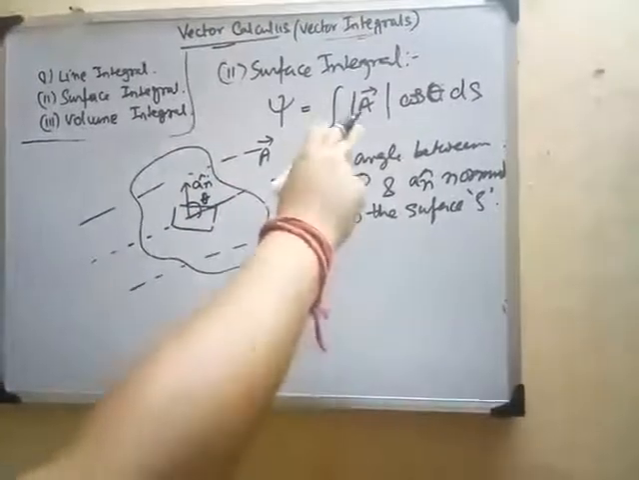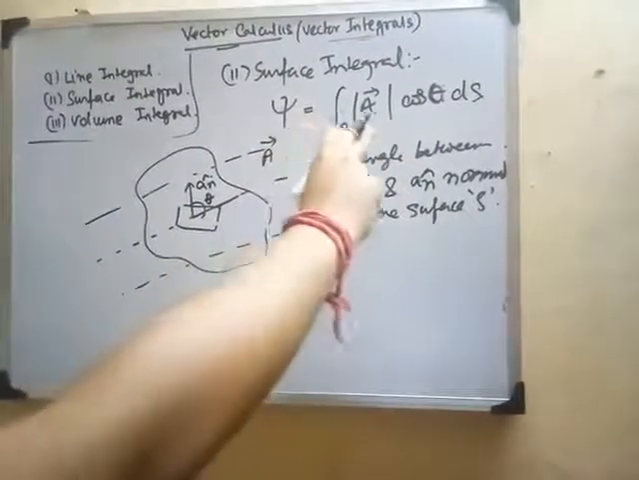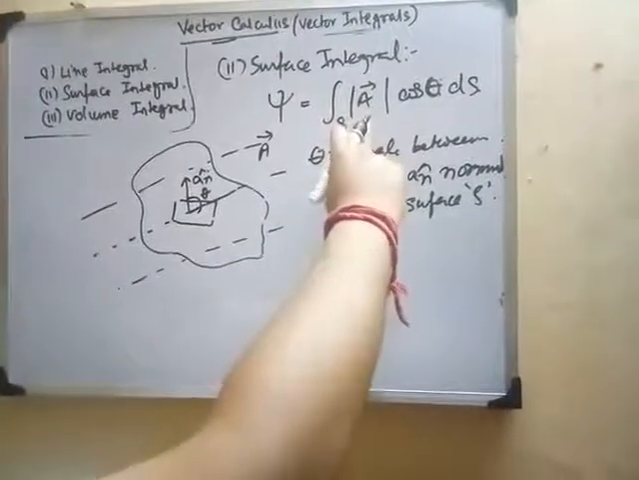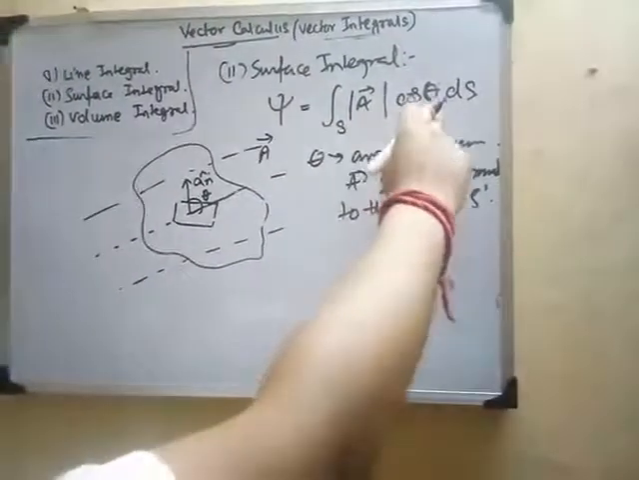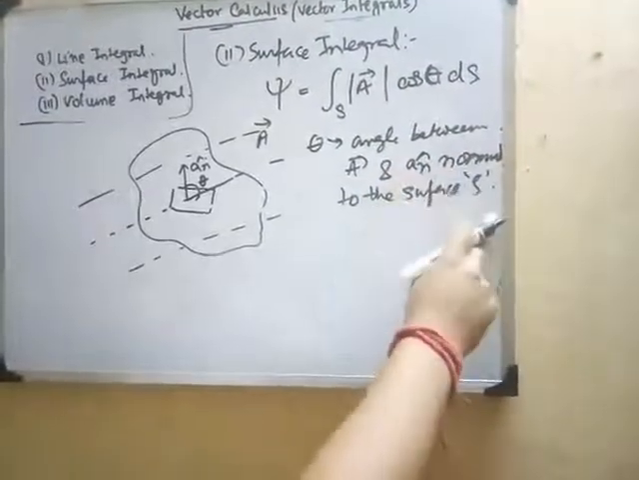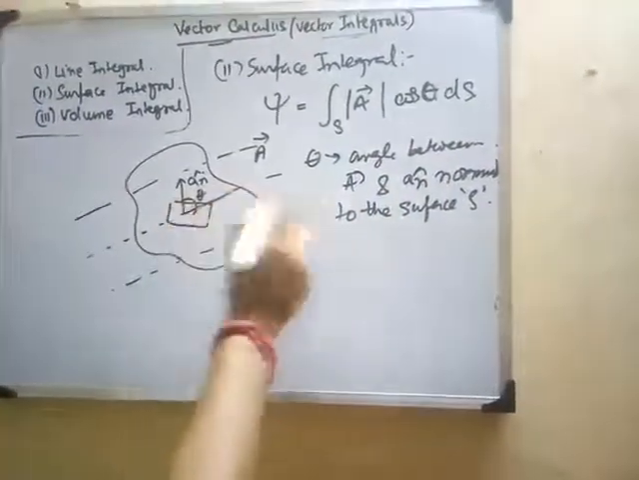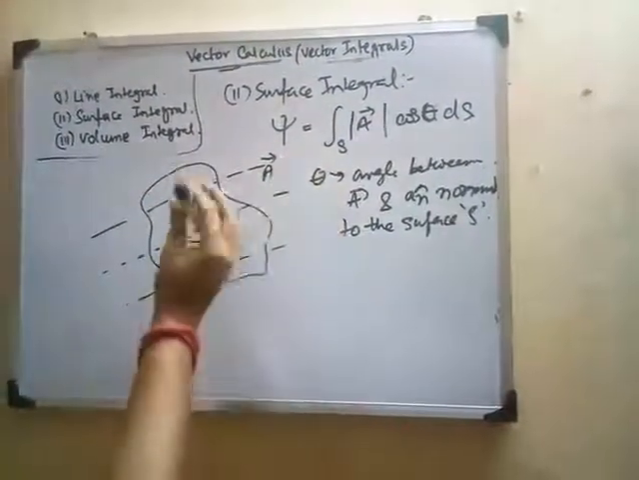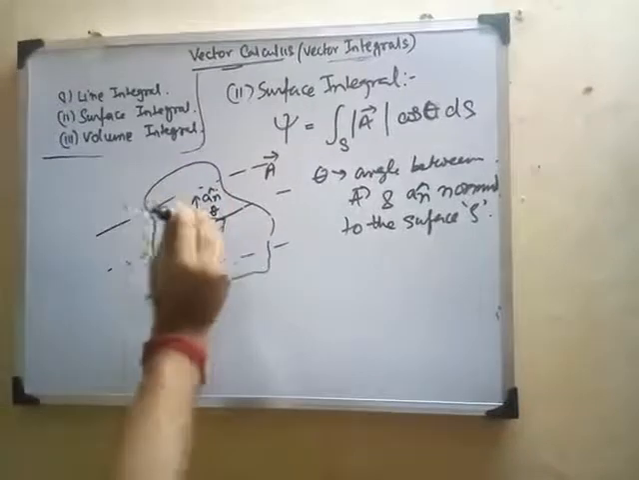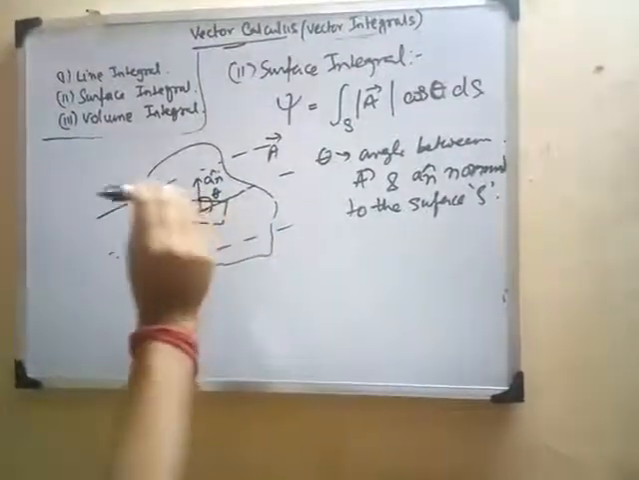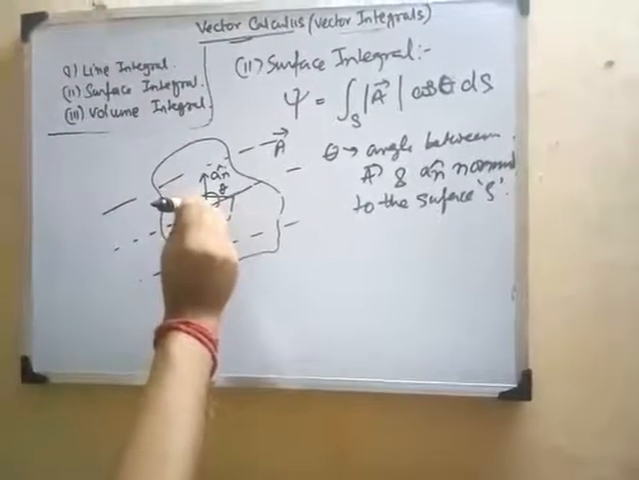So when I am talking about this psi, it is equal to the surface integral of the magnitude of vector A times cos theta. This theta is the angle between A and an, normal to the surface. That means you can see that this is normal to the surface, the surface is this. So this an will be like this, normal to the surface. Okay, so the angle between, if this is like this, and the normal to the surface an.